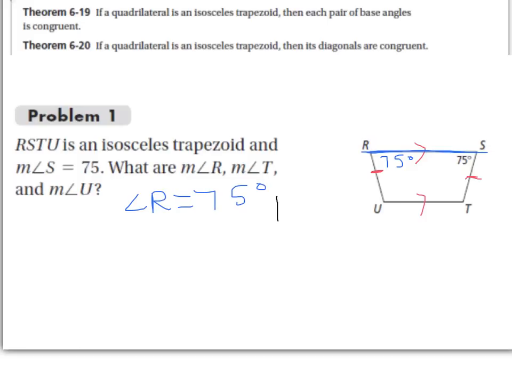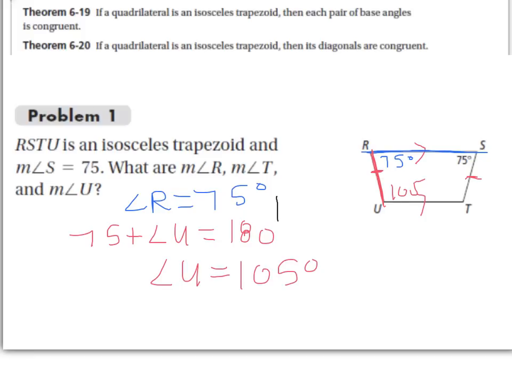When I look at this picture, all the angles equal 360, or you could also say whenever you have two angles that are on the same leg, those angles add up to 180. So 75 plus angle U is going to equal 180. If I solve for angle U, that's going to be equal to 105 degrees. Since I know angle U is 105 degrees, and U and T are on the same base, then angle T is going to be equal to 105 degrees. So angles on the same leg are supplementary, and angles on the same base are congruent.